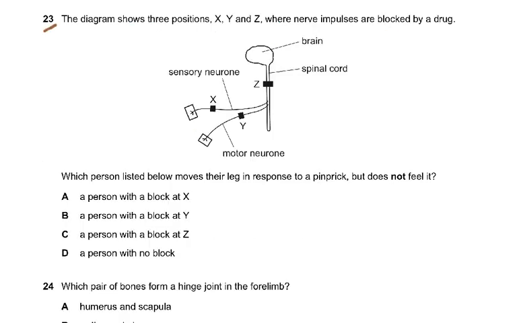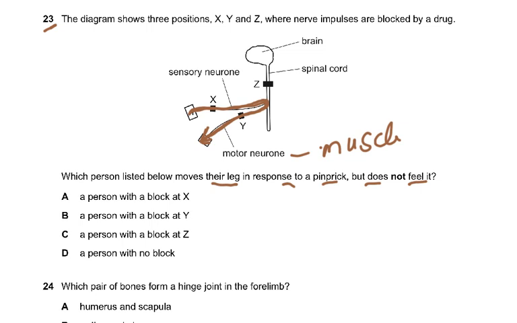Question 23: the diagram shows three positions X, Y and Z where nerve impulses are blocked by a drug: brain, spinal cord, sensory neuron, motor neuron. Please look at the labeling very carefully. When a person moves their leg in response to a pinprick but does not feel it, so he can move his leg, that means the spinal reflex is taking place. Why? Because the sensory neuron carries the impulses, they come back from the spinal cord, and the motor neuron goes to the muscle. M motor, M muscle.